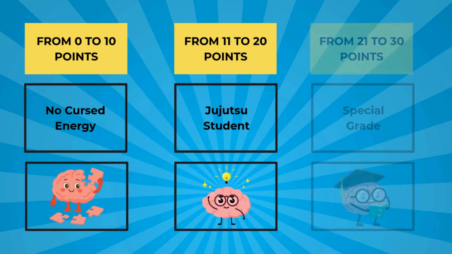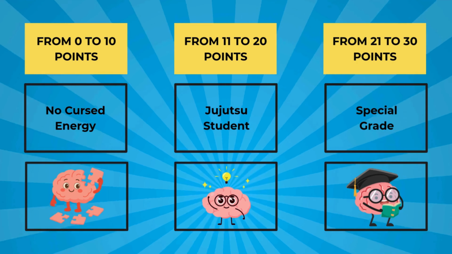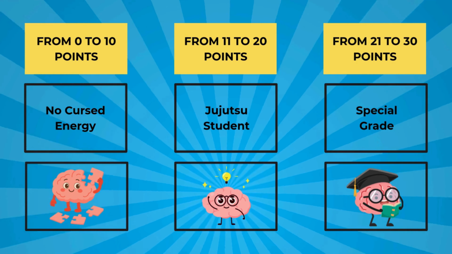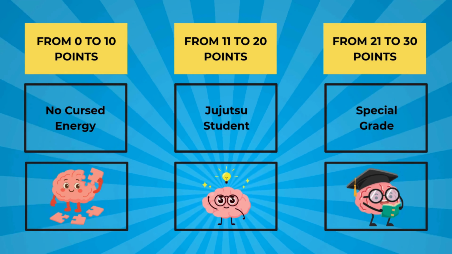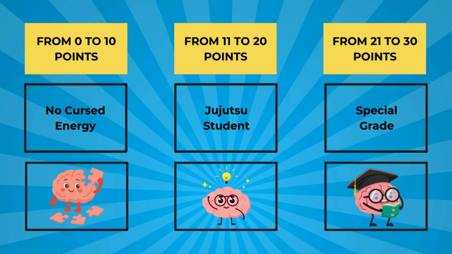If you scored from 21 to 30 points, you're a true Jujutsu Kaisen enthusiast. You're ready for even harder challenges and expert-level quizzes. Keep exploring, sharing interesting facts, and impressing friends and family with your knowledge. Even Satoru Gojo would certainly be impressed.